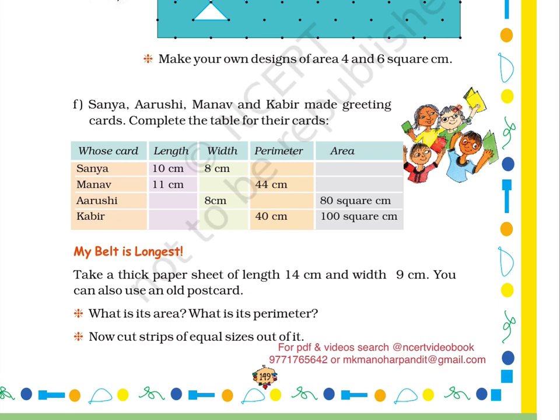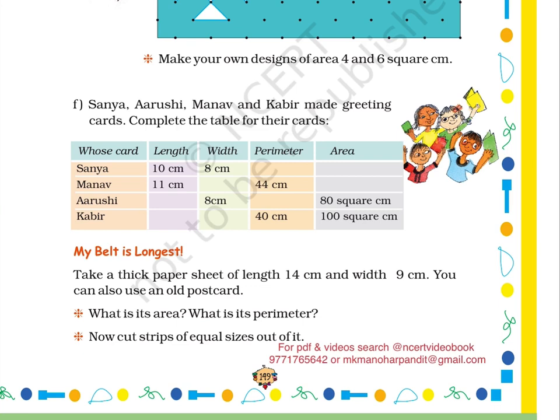Whose card? Sanya. Length 10 centimeters. Width 8 centimeters. Perimeter dash. Area dash. Whose card? Manav. Length 11 centimeters. Width dash. Perimeter 44 centimeters. Area dash.